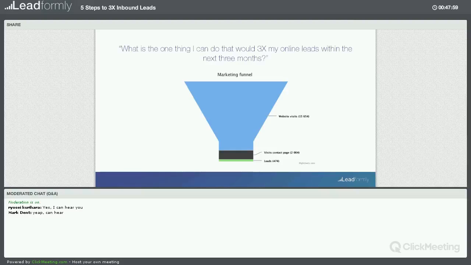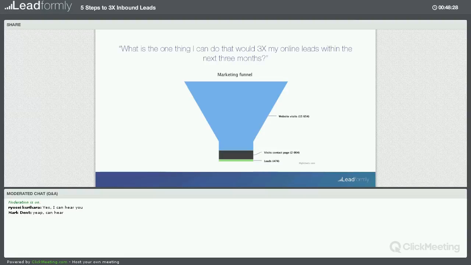So if we're to think about one thing that is going to have a disproportionate amount of impact on our lead generation results, we need to focus on a certain part of our funnel. Now, I'm sure everyone on this webinar is very familiar with this. This is just a really basic, simplistic view of a marketing funnel. So typically, most marketing funnels, we're going to have top of the funnel, people coming into our website.